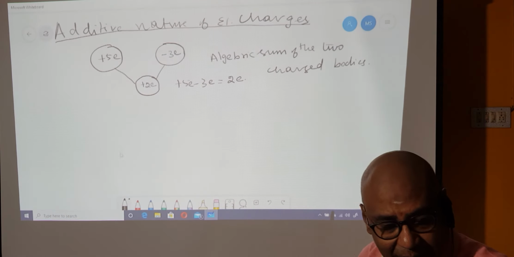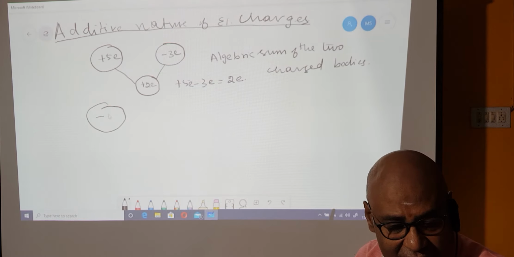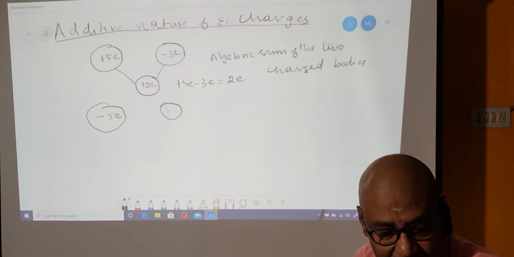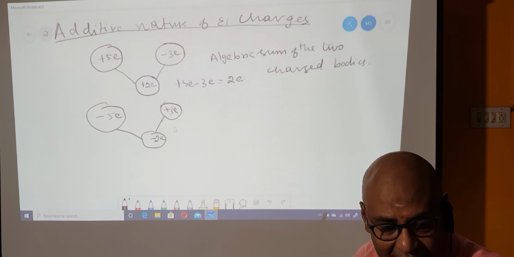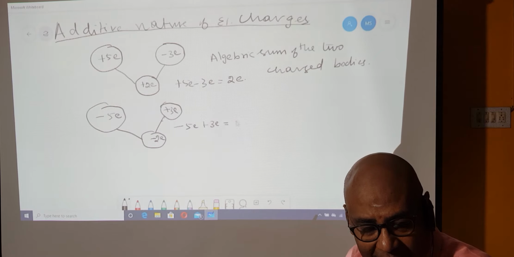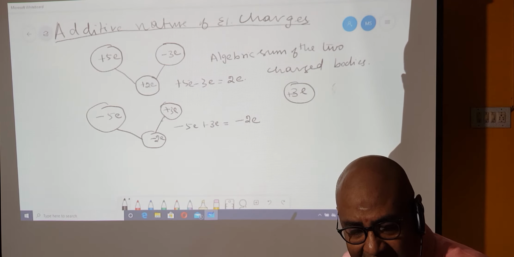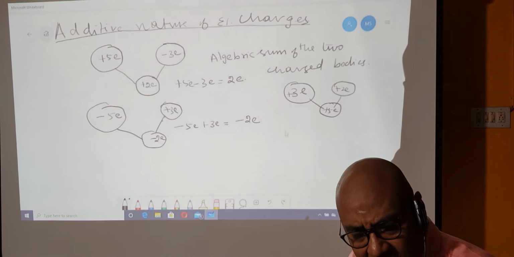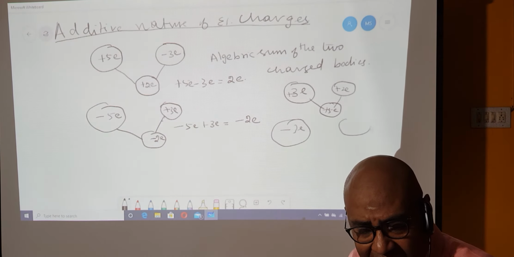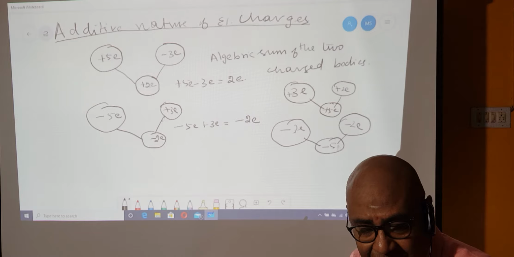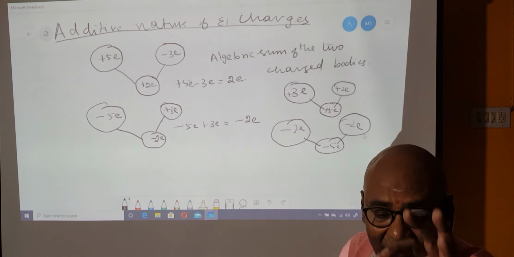I can state another example. You just consider like this. I am having the first charged body as minus 5e and the second charged body is plus 3e. When I am combining, what is the result? The result is minus 2e, because minus 5e plus 3e, the resultant algebraic sum, just add it out, you will be getting it as minus 2e. Or I can take like this, one of the charges to be plus 3e, another charge to be plus 2e. If I am adding, the resultant is plus 5e, or minus 3e, and another body having a value as minus 2e, add it out, you will be able to get minus 5e.